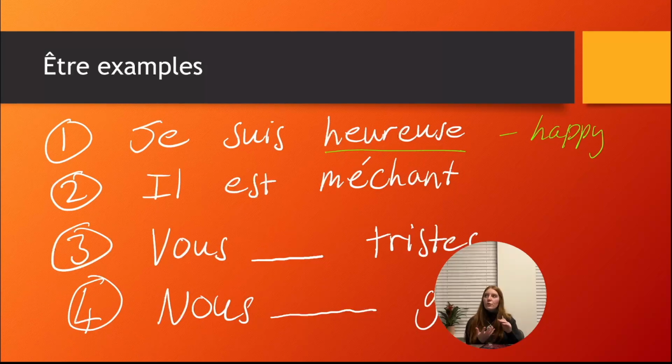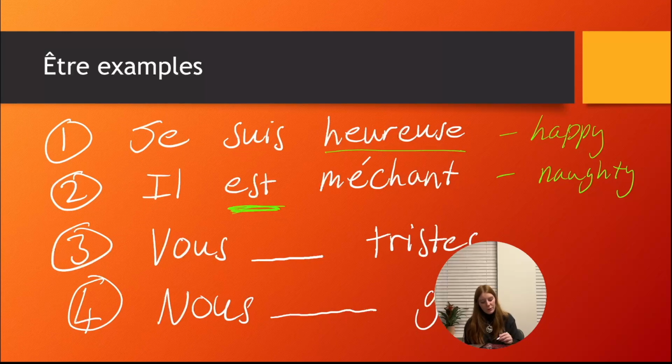Number 2, il est méchant. Méchant just means naughty or wicked. So here again we've got the il est. That's the important part here, the est, because that's the verb we've just conjugated, être. So méchant is naughty, just so you know. It's just a little bit of vocabulary for you to pick up.